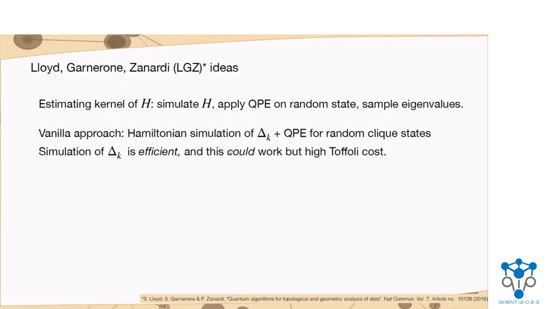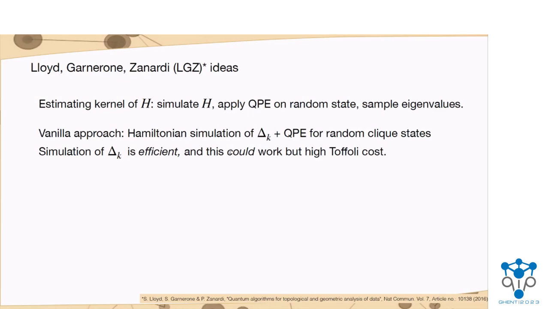Then you can apply quantum phase estimation on this object, get out the eigenvalues, check whether they're 0 or 1, and check the frequency. Right? And the frequency of this is going to converge to the ratio of the dimension of the kernel and the total dimension of the space. Voila, this is how we can do it.